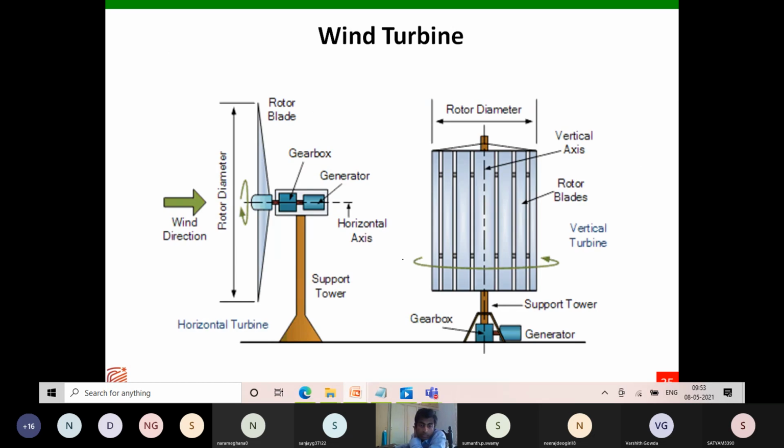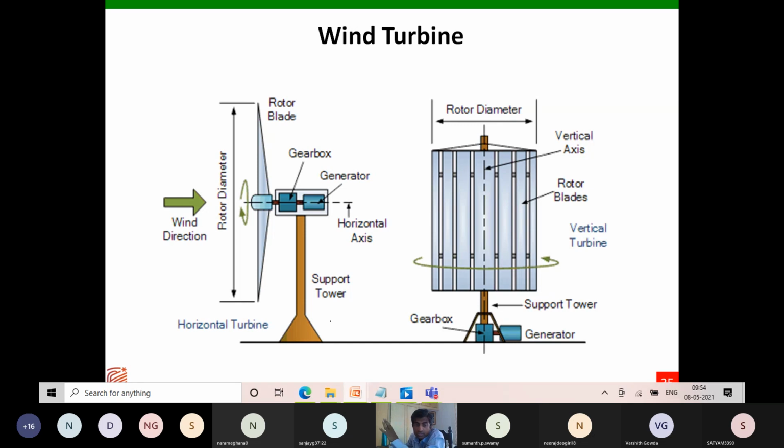So this is the diagram which shows this is the rotor, this is the gearbox, this is the generator, this is the horizontal axis wind turbine. So along this axis the blades are rotating. Here we have the vertical axis wind turbine. Along this vertical axis, the turbine is rotating here. This is the support tower which supports it. This is also the support tower in the case of the vertical axis wind turbine. So the main similar parts between these two are gearbox, support tower, generator, turbine blades.